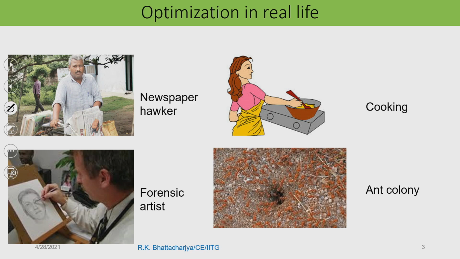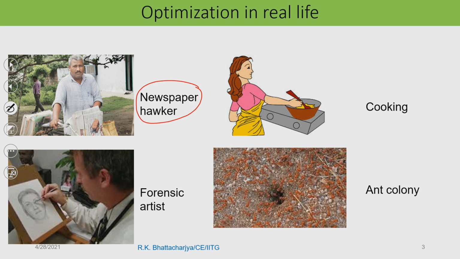Let me take the example of the newspaper hawker. What is he trying to do? He is trying to distribute the newspaper in a colony. Maybe there are different quarters. Suppose he is distributing in an education institute. He has to distribute the newspaper in the residential complex, then to the hostel, to the admin block, to the girls hostel, boys hostel, something like that.